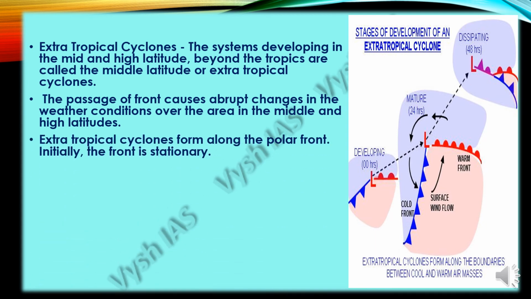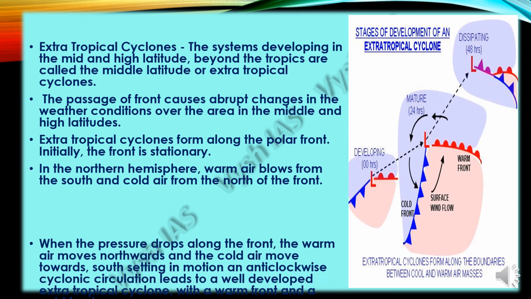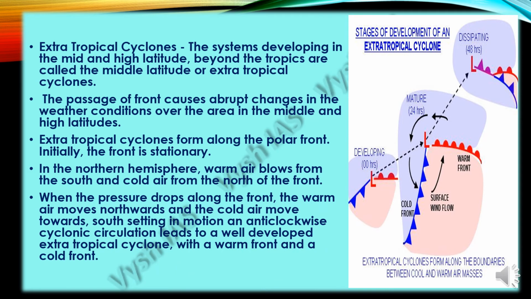These extratropical cyclones form along the polar front, the boundary of the warm and cold front. Initially this front will be stationary, it will be constant. Then in the northern hemisphere, the warm air will blow from the south and the cold air will blow from the north to the front and form this boundary. When the pressure starts dropping along the front, the warm air will start moving towards the north and the cold air will move southwards.